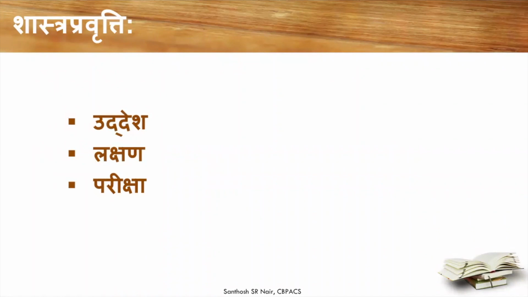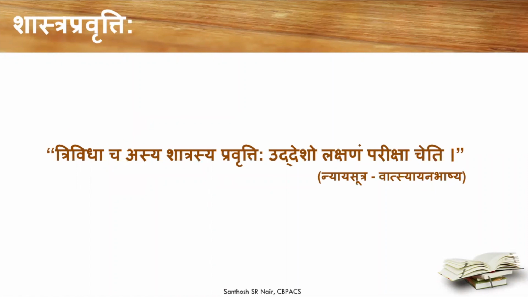The scholars of Indian philosophy adopted a unique style to present the topics in their respective literatures. The authors of the Nyaya system presented each topic in a sequential manner through three steps. These are the three steps: Uddesha, Lakshanam, and Pariksha. Trividha cha asya shastrasya pravrittihi Uddesho Lakshanam Pariksha cha iti.